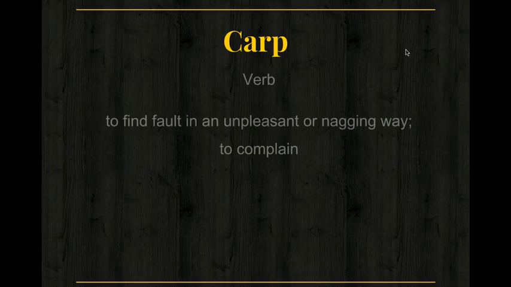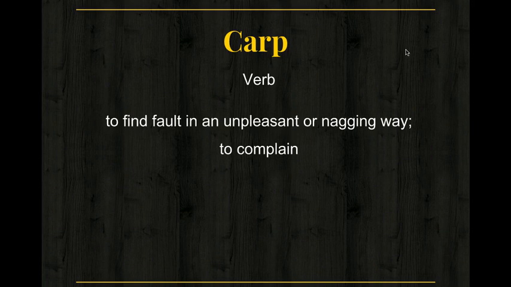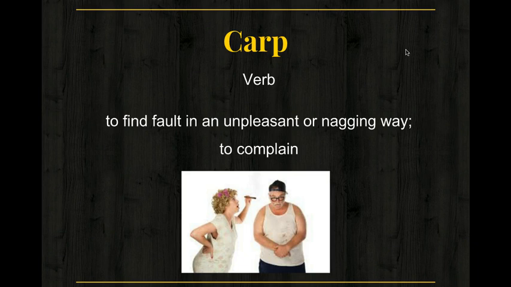And the next word is carp. This is a verb, and the definition is to find fault in an unpleasant or nagging way, to complain. Here's an example of a wife nagging and complaining to her husband. I know that is very stereotypical, that not all wives do that, but it is stereotypical. When you think of nagging, you always think of the wife nagging on the husband to go do this or go do that or whatever.